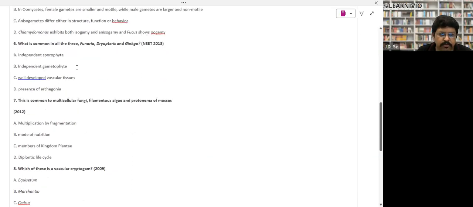What is common in the three: Funaria, Dryopteris, and Ginkgo? Ginkgo is a gymnosperm. Dryopteris and Funaria are not gymnosperms. Independent sporophyte, independent gametophyte, well-developed vascular tissue. See, this will be the answer, right?